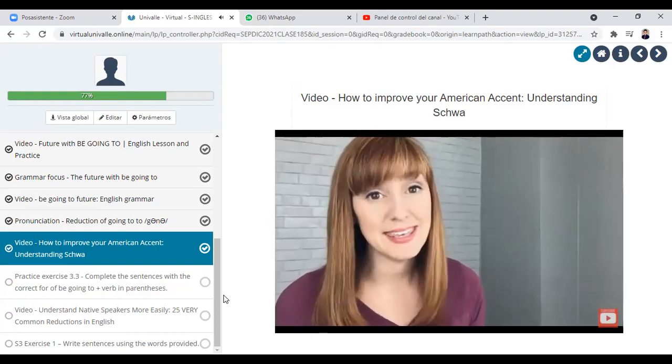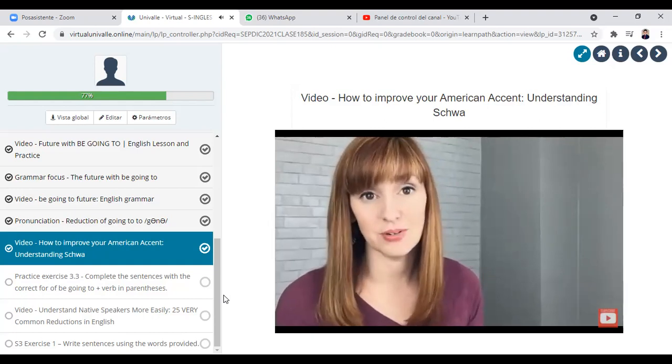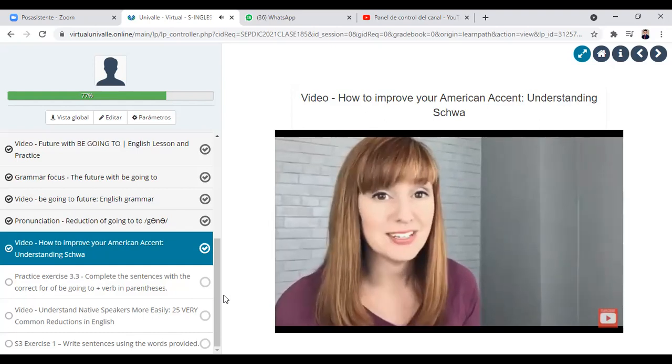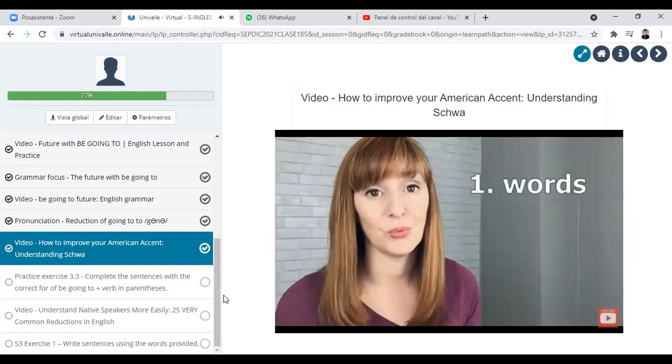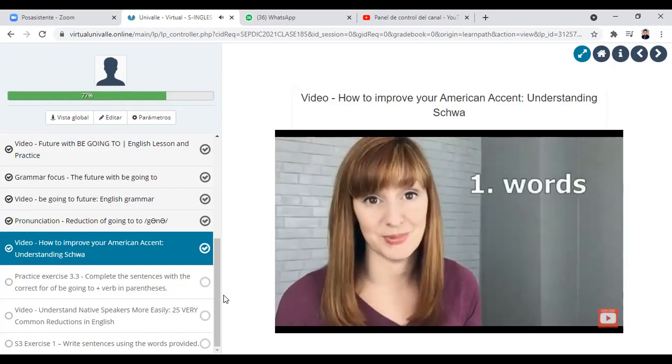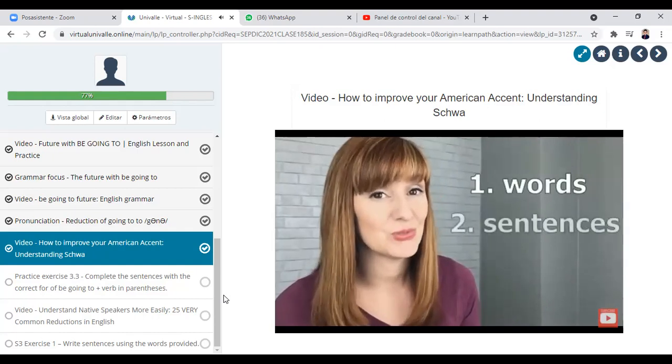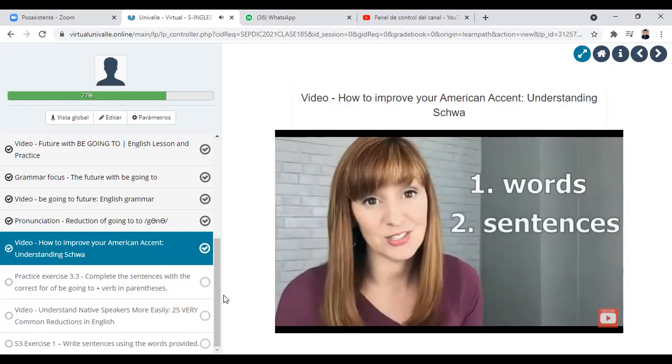The schwa is key to natural sounding pronunciation in two different areas. First, it's important in the pronunciation of longer words, of words that have multiple syllables. It's also important when considering how certain words within sentences are pronounced as well.